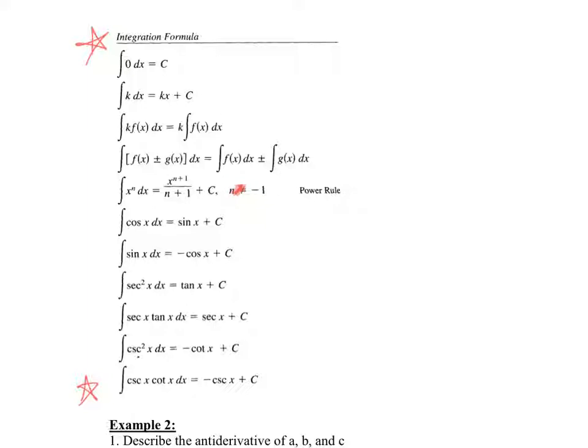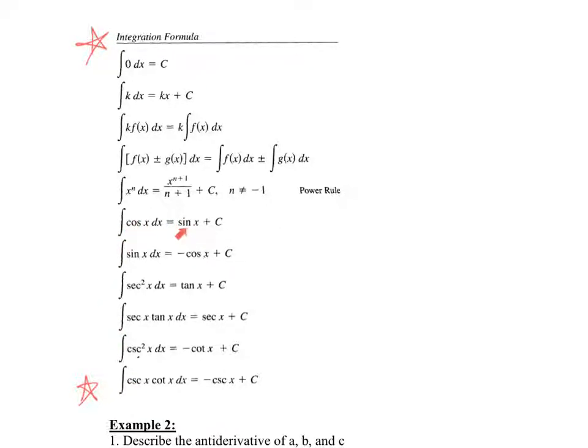Now, there is a limitation to this rule. This does not work when n is -1. Because if I tried to use this when n was -1, for 1 over x, I'd get x to the 0 divided by 0, which is undefined. So we'd be in trouble. There's a different rule for that one. We'll learn that later. But then, look at the trig functions. These ones, if you know your derivatives really well, they're fine, they actually make sense.